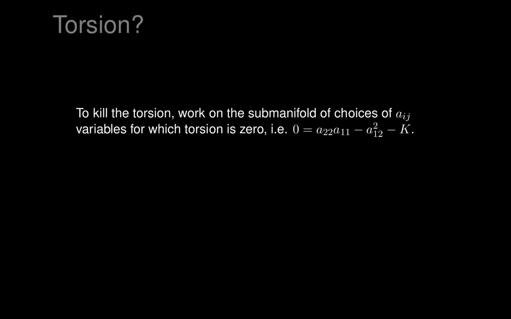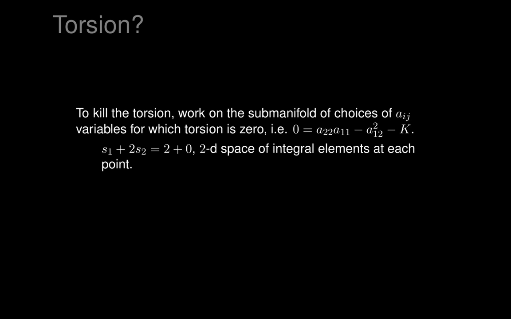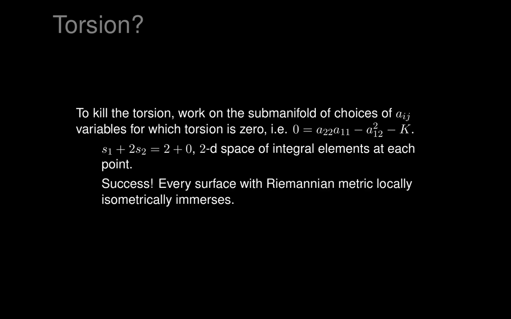So to kill the torsion, what do we do? We can't work everywhere. We can only work on the submanifold of those choices of AIJ variables for which the torsion's zero, in other words, for which the Gauss equation is satisfied. And as I said, that will allow us only two independent A's. And that means we get S1 plus 2, S2 is 2 plus 0, a two-dimensional space of integral elements at each point, and it does give us exactly what we wanted.